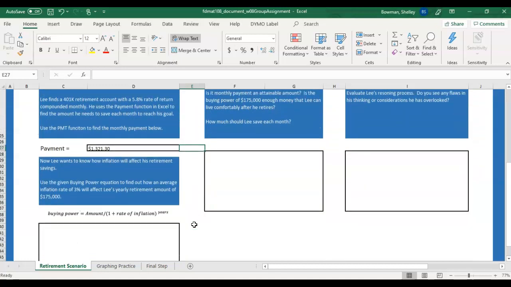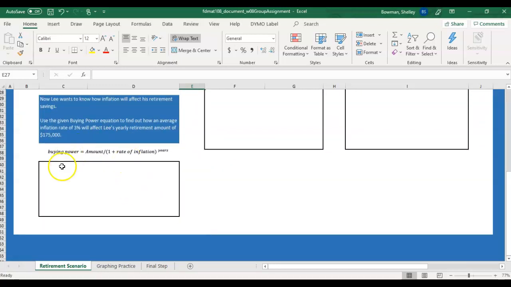Okay, we're going to continue with number 3, which is finding his buying power. The buying power formula was given to us here, which is really nice. And they've given us some information that the rate of inflation is 3%. And so the first thing we're going to do is, we could even copy that. No, let's not copy it. We'll just type it in.